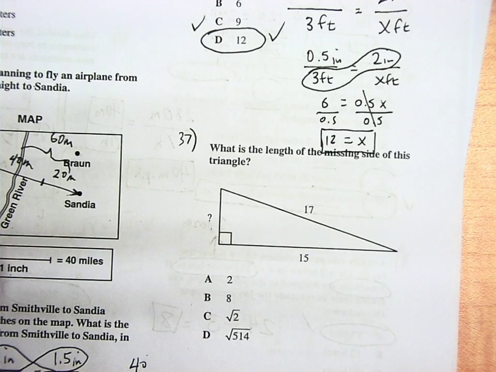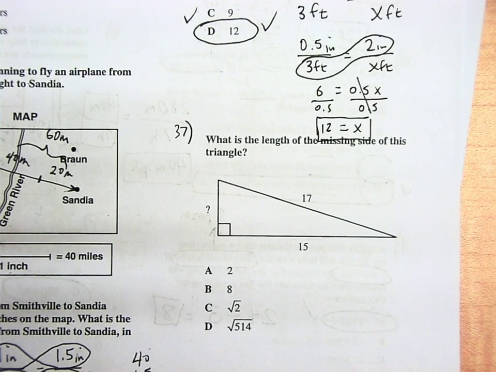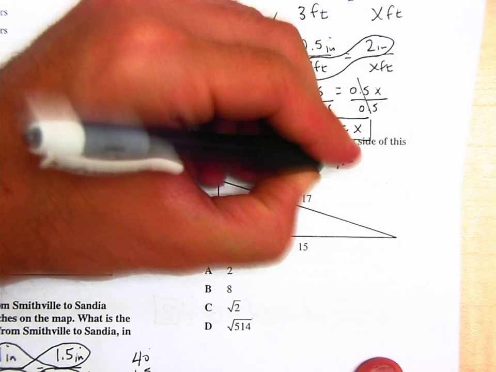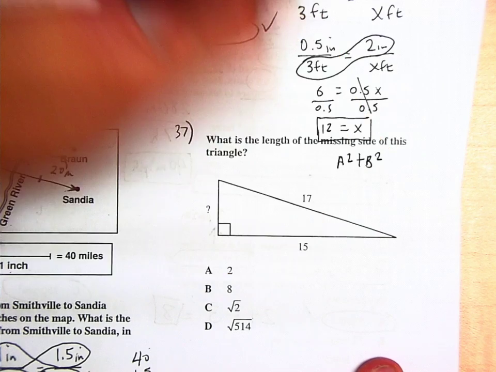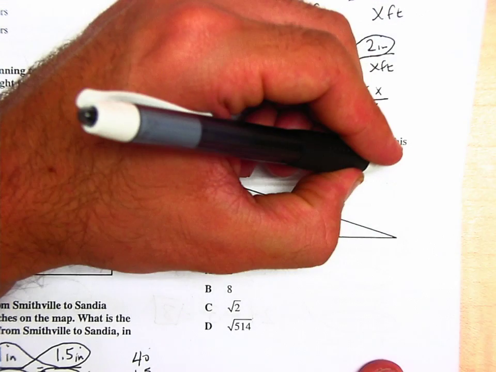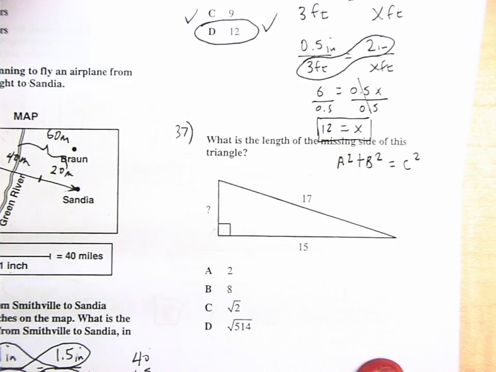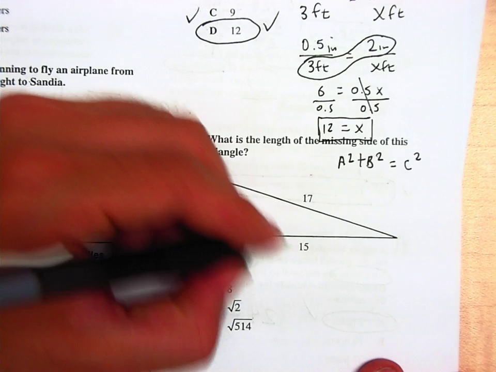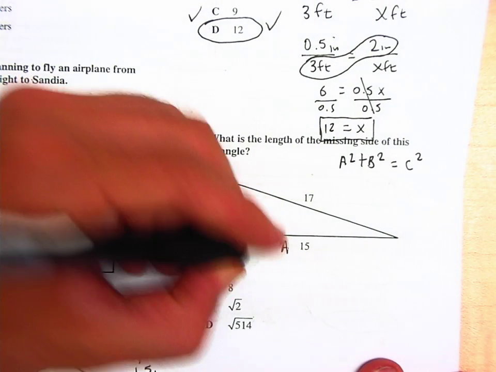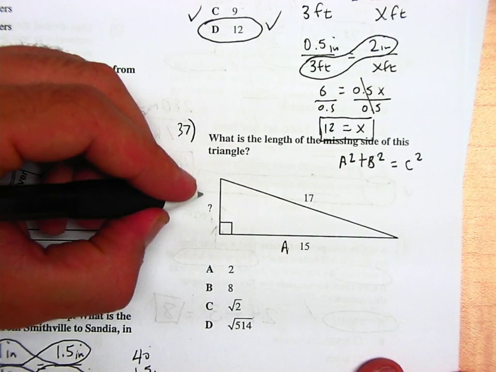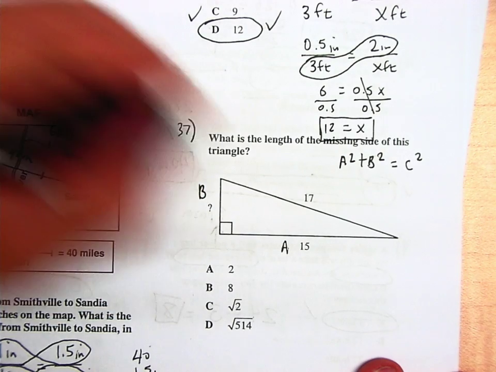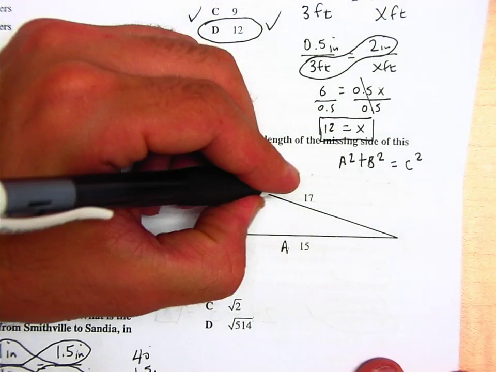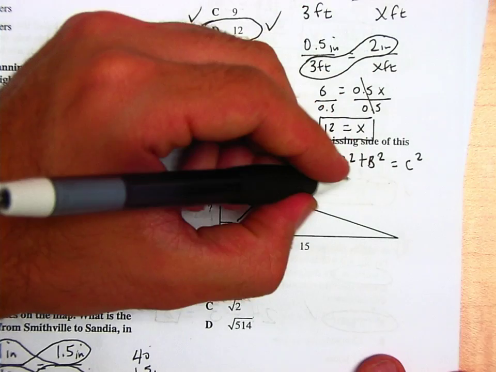Moving on, question 37. What is the length of the missing side of the triangle? I can see a right triangle, so immediately I think I'm using the Pythagorean theorem, which states that the sum of the squares of the sides of a right triangle are equal to the square of the hypotenuse. So if I can label the sides, I should be able to plug this information in. I can see that I have one leg, A, is 15. Another leg I'm looking for, question mark, but the hypotenuse, the side that's longest and across from the right angle, is 17. So I'll plug those things in.